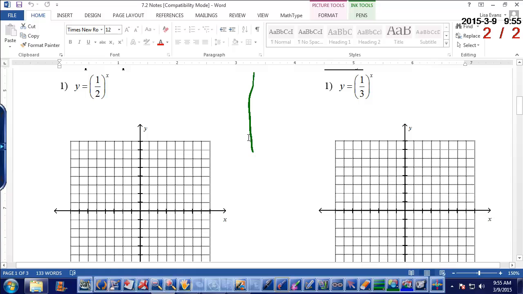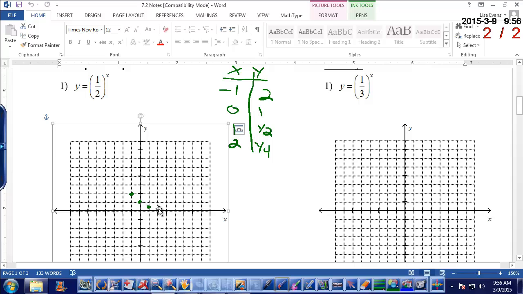y equals (1/2) to the x. I'm going to pick the same points, -1, 0, 1, and 2. So when I put a -1 in here, in order to make the exponent positive, we need to flip the fraction. So we're going to get 2. Plug 0 in, anything to the 0 power is 1. Plug 1 in, we get just 1/2. And we plug 2 in, we get 1/4. So let's go ahead and graph this. (-1, 2), (0, 1), (1, 1/2), (2, 1/4).